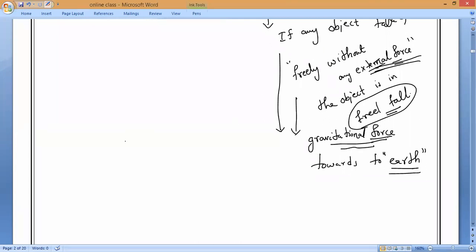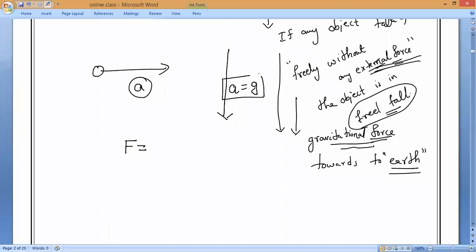Then in this case, what is Newton's second law? As I told you, when the object is moving like this, we can say acceleration. But when the object is falling freely, what is the acceleration? A is equal to what? A is equal to g, that is what we can say. Acceleration due to gravity. What do we call it, guys? Acceleration due to gravity.